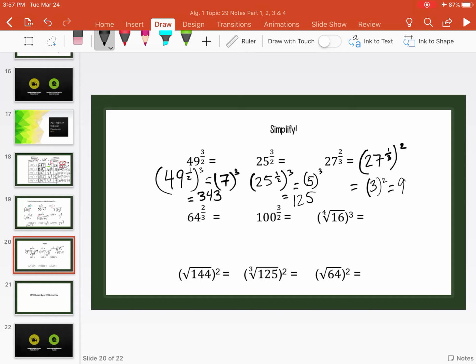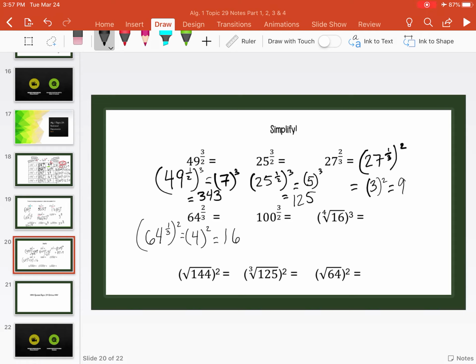And again, these become a lot easier with practice. You'll see kind of similar patterns occurring. 64 to the 2/3. This is the same thing as 64 to the 1/3 squared, which is 4 squared. 4 times 4, which gives us 16.